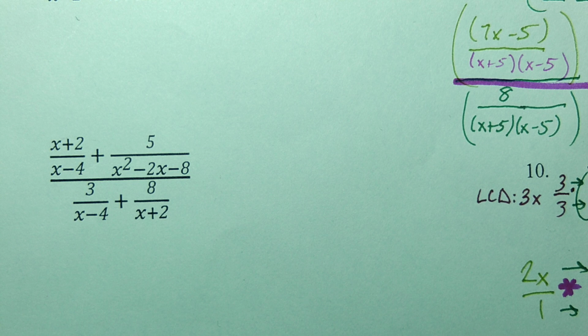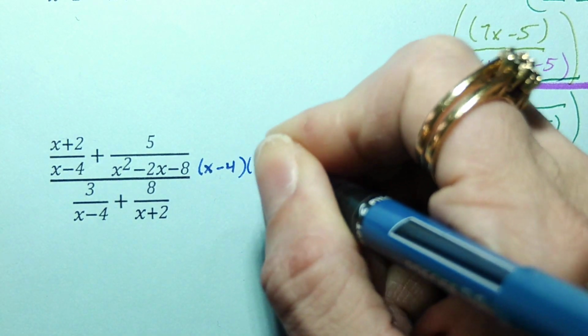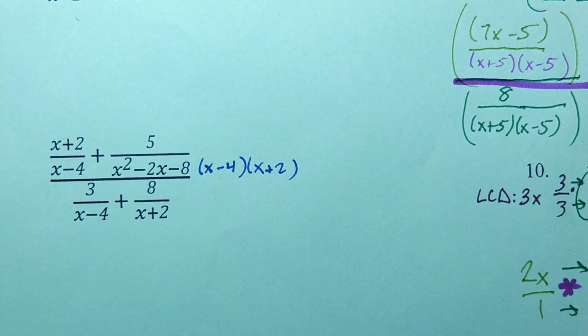Before you get too far, what do you think we should do with that x squared minus 2x minus 8? Factor it. So that is x minus 4 and x plus 2. So use that factored form when you are finding the LCD of the top.